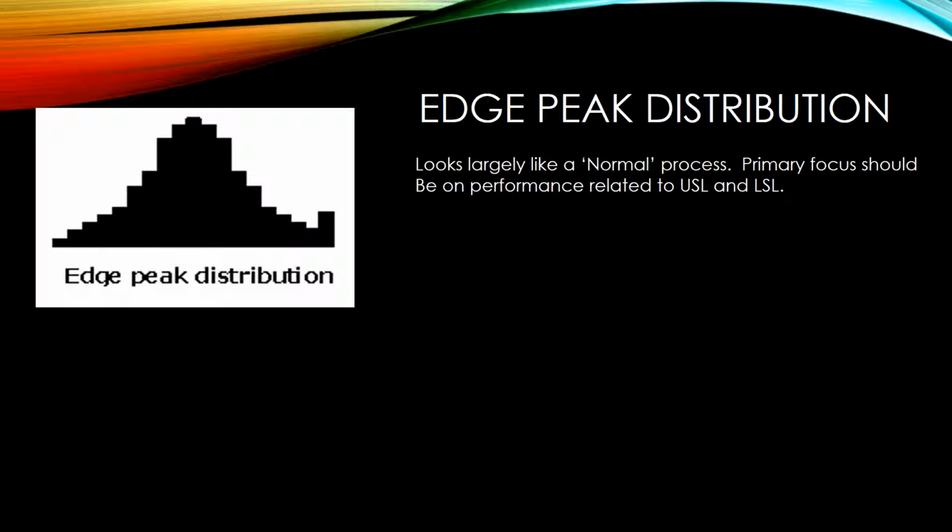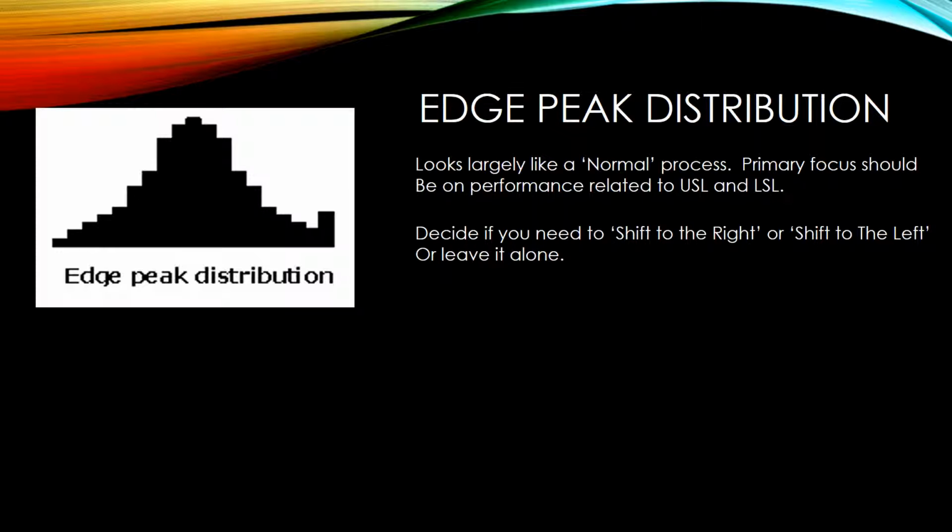All right, here we have an edge peak distribution. This looks largely like a normal process. Primary focus should really be, again, related to where you're performing, related to the upper and lower specification limits. You need to just decide if you need to shift to the right, shift to the left, or leave it alone. One thing to consider, what is this?